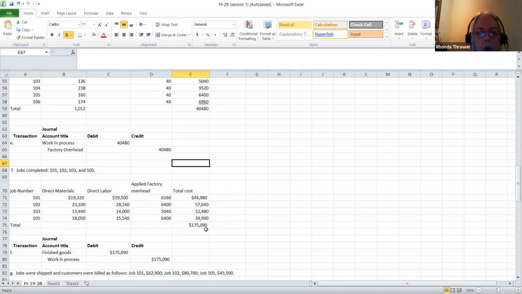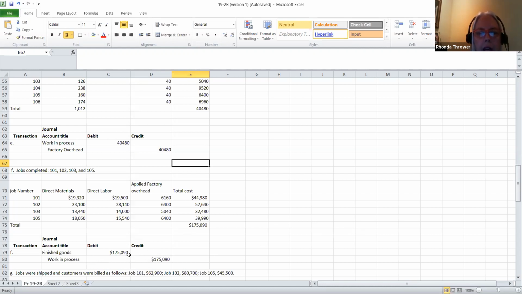We're going to transfer this cost from our work in process. In other words, we're going to credit our work in process for the total amount of our finished jobs, and we're going to debit it to the finished goods inventory account. So finished goods inventory, which is an asset account, would be debited for $175,090. We would credit our work in process for $175,090.